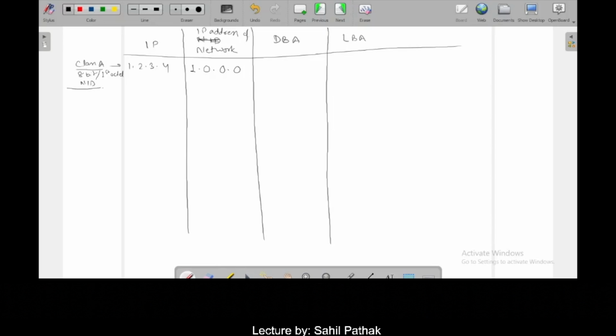Similarly, if we talk about the directed broadcast address, we have the network ID part as it is, and in place of the host ID part, we have all ones, which is .255.255.255. And as far as the limited broadcasting is concerned, that would be 255.255.255.255. So when this host 1.2.3.4 wants to send the data within the network, we will use the destination IP address as 255.255.255.255.